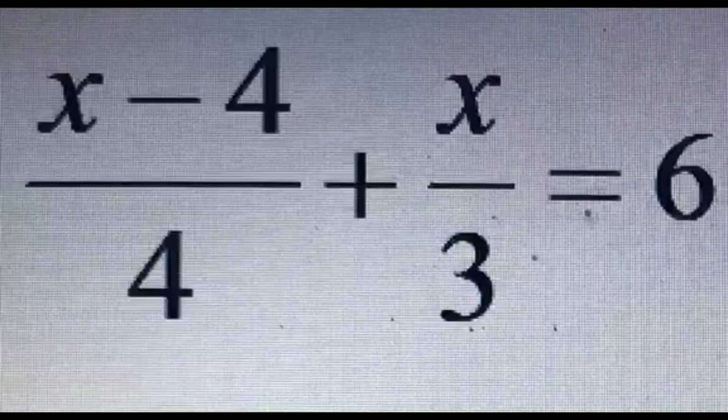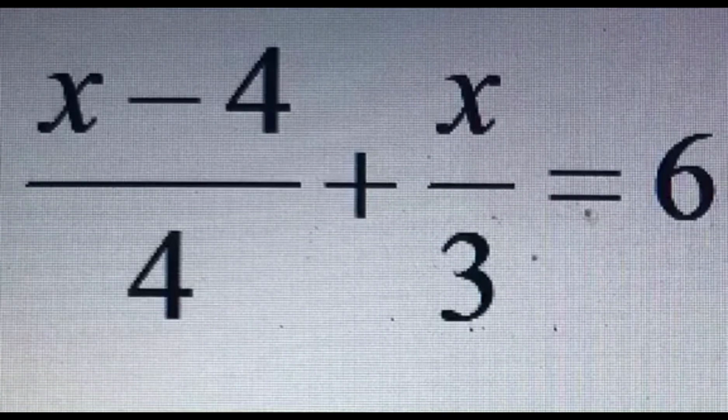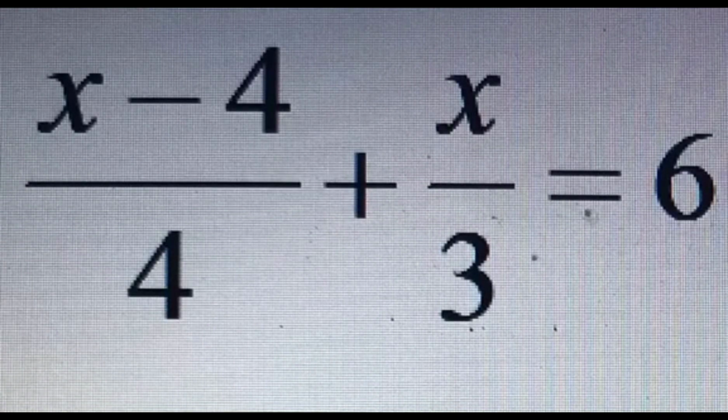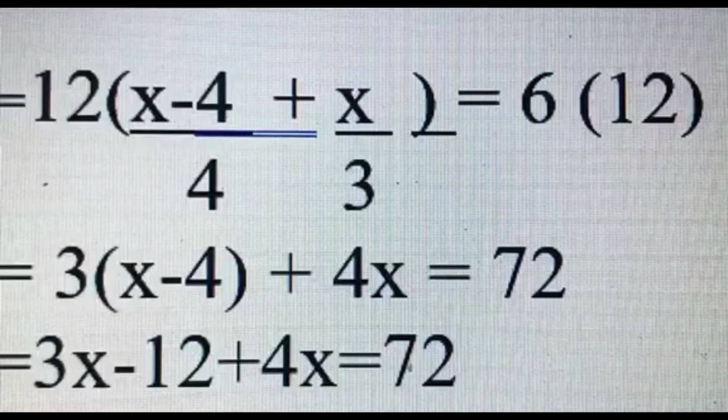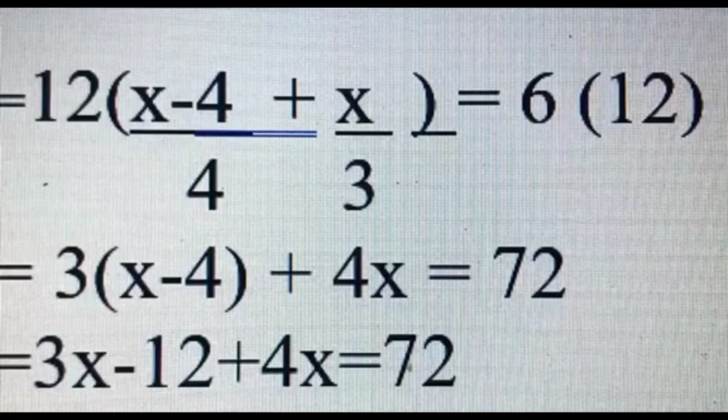Today I am going to show you an example of a rational equation, and let us try to find the solution for this rational equation, which is (x minus 4) over 4 plus x over 3 equals 6. So the first step we are going to do is to find its LCD, or least common denominator. After finding the LCD, which is 12, we are going to put it on each side of the equation.